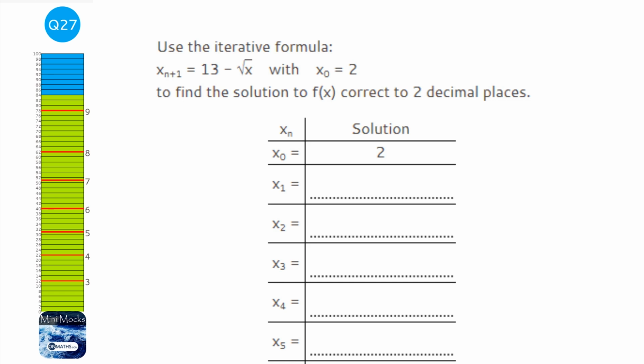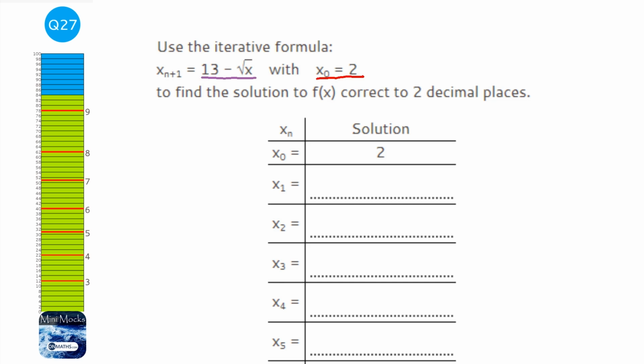To get to the next number, we do 13 minus root x. So that tells us how to get to the next one, the closer answer, and normally these will get closer and closer, otherwise it's very silly to do it because you'll just end up with very big numbers. So it tells us here to start at 2. It says, right, start at 2 and then work from there. And the iteration formula, or iterative formula, tells us how to get to the next one.